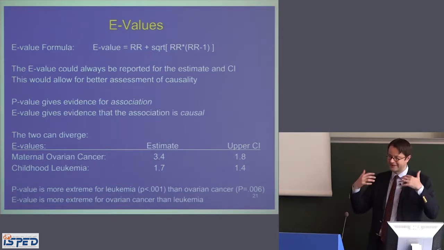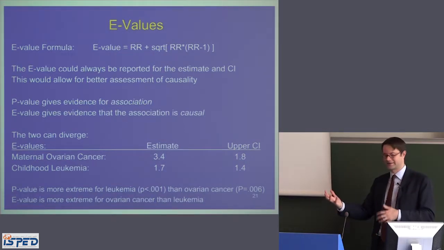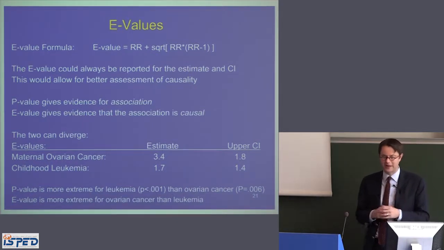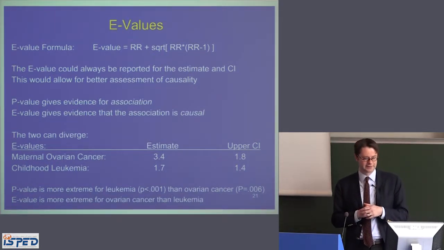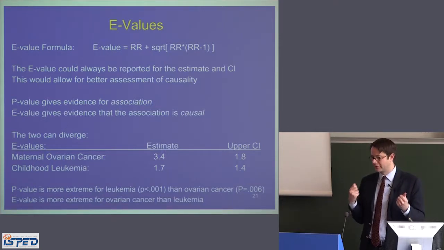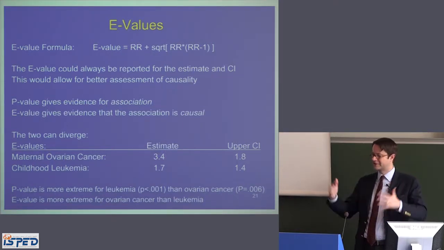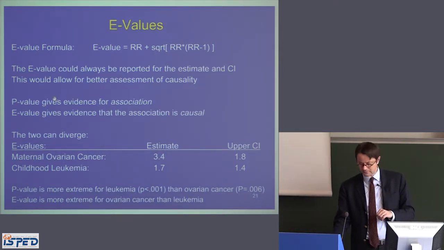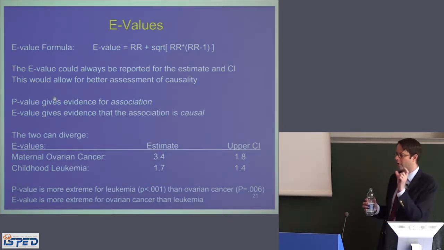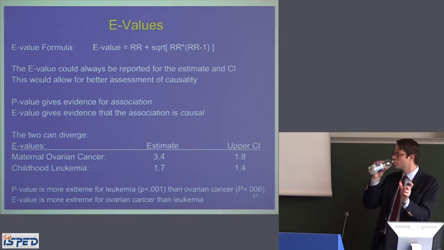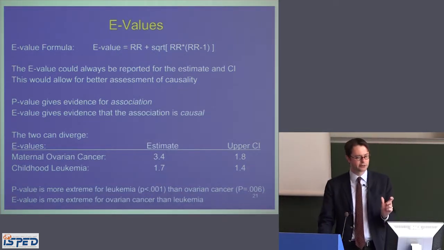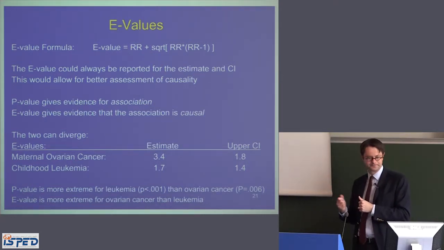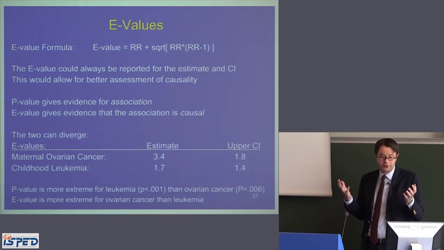So again, the proposal is that this always be reported for the estimate and for the limit of the confidence interval as well. And I think this would allow for better assessment of causality. And it's a different measure than the p-value. I'm not proposing that we discard the p-value, but supplement it. So the p-value gives a measure of evidence that the two are associated. The e-value is a measure related to whether that association is in fact causal. And the two can diverge.